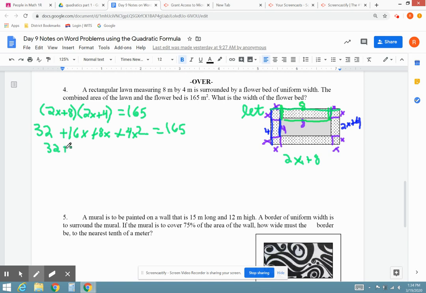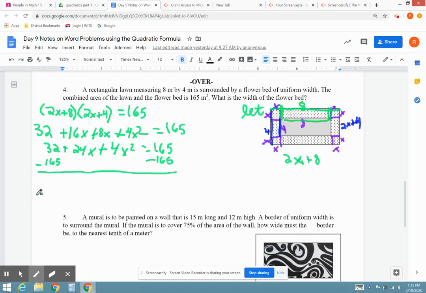32 plus 24x. Oh my gosh, my forearm is getting a cramp from clicking this mouse button constantly. Oh, tomorrow a stylus is going to be so much better. Okay, so equals 165. We got to bring this 165 over to the other side. Oh, sorry, I gotta shake my arm out.